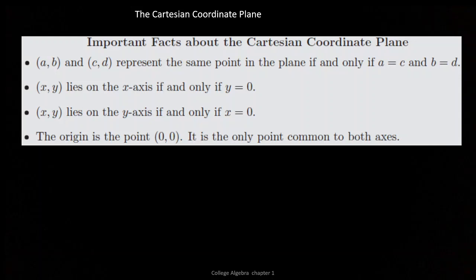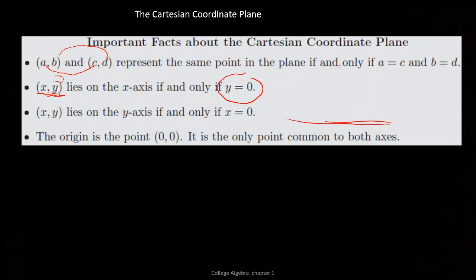All right, so if 2 points represent the same point in the plane, then basically the x and the y have to be the same. 2 ordered pairs cannot be equal if these are not equal. It's an obvious thing, but that's what it is. If we have an ordered pair and the y part of it is 0, that means this point is on the x-axis, right?